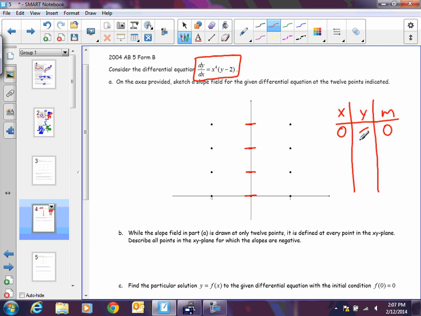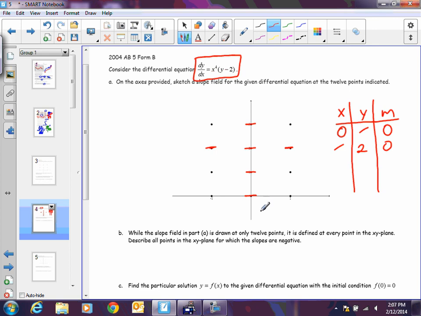What about a special y value? What y value pops out to you? 2. Because if y equals 2, then again, the whole thing equals 0, right? It does not matter what x is. x can be anything. If y is 2, the slope is 0 for the same reason. And all I'm doing here is just saving time. If you don't see this, then you just have to do more calculations. Okay, so y equals 0, y equals 1, y equals 2. These should also have horizontal lines.